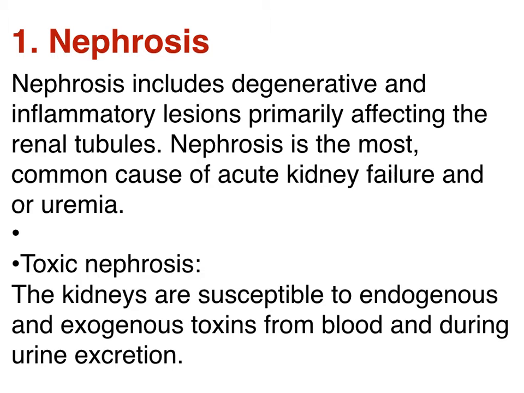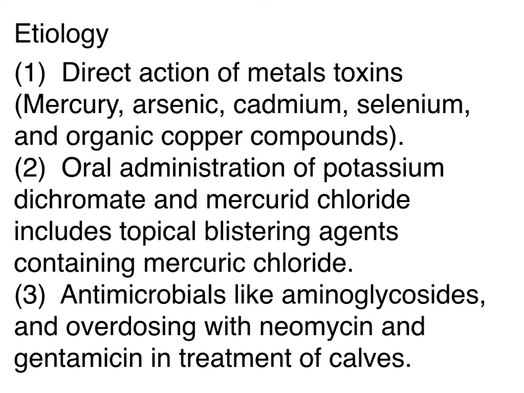Nephrosis is the most common cause of acute kidney failure and/or uremia. Toxic nephrosis: the kidneys are susceptible to endogenous السموم الداخلية والخارجية and exogenous toxins from blood and during renal excretion.